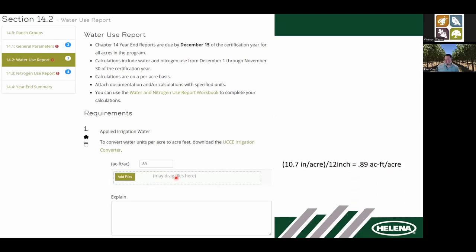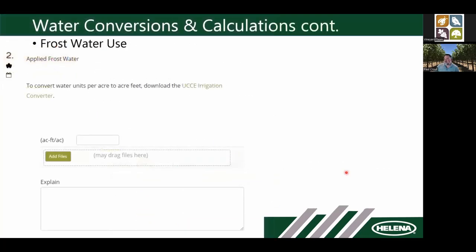All right. So as you can see, another calculation is in inches per acre, because sometimes you will get reports done in inches. So if you do have a calculation for inches per acre, for example, 10.7 inches per acre was your report, you divide that by 12 inches, that gets you acre feet per acre. And there we go.